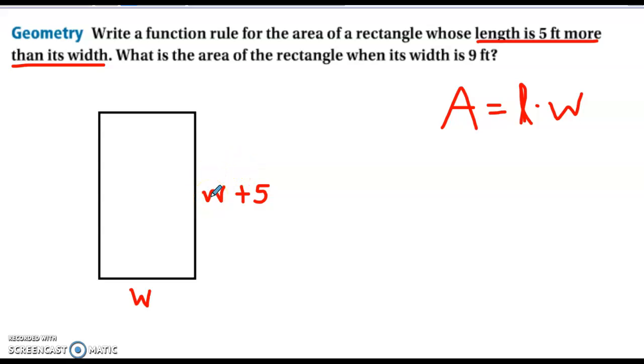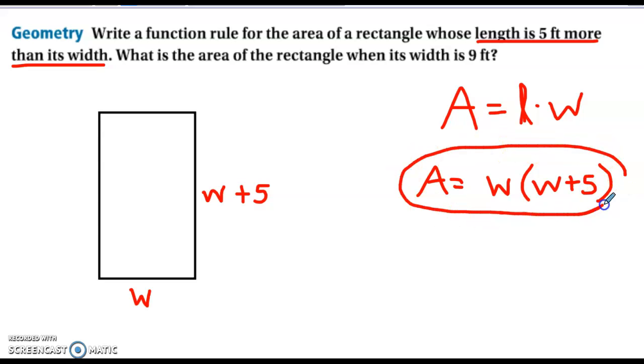All right, so now that we know that, we could write our function. Area equals W times W plus 5. That would be our function rule. The width W times W plus 5, the length.